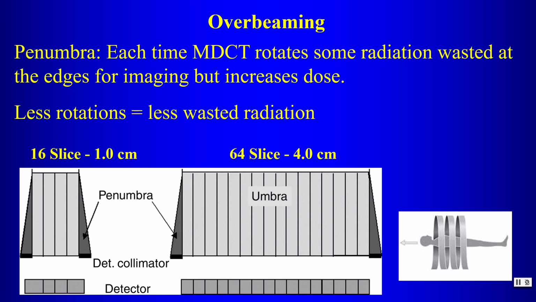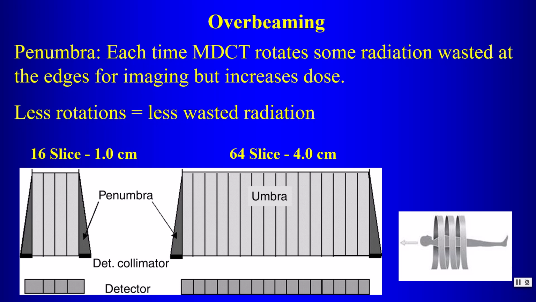because each time there's a rotation of the gantry, there is some radiation that is wasted here at the edges of the beam. So this wasted radiation goes into the patient, but is not actually detected by the detectors and does not go into making up the image. So every time there's a rotation of the gantry, more radiation is wasted. So if there are fewer rotations of the gantry, then there's less wasted radiation.